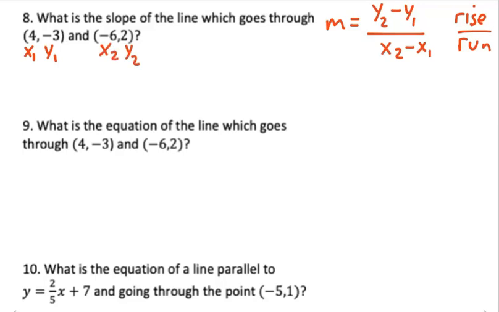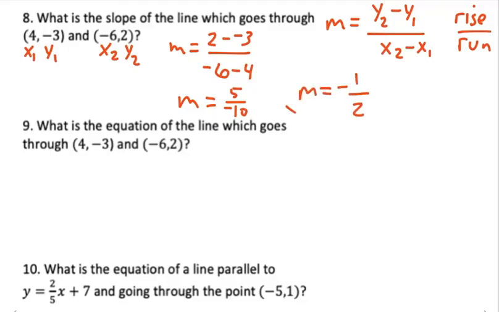And so the numerator of the fraction would be 2 minus -3. The denominator will be -6 minus 4. If you do the subtraction on top, 2 minus a -3, that's 2 plus 3, that's 5. And then on the bottom we get -10. If we divide them both by 5, we get -1/2 for our slope. So that's the simplified version of the slope.